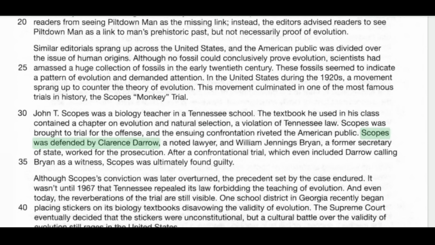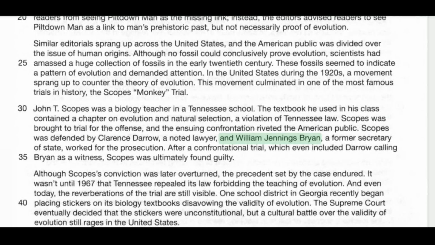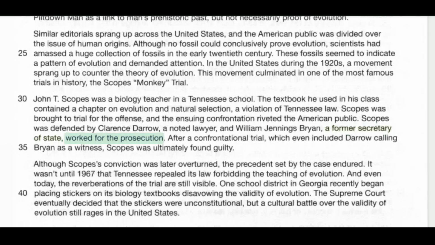Scopes was defended by Clarence Darrow, a noted lawyer, and William Jennings Bryan, a former Secretary of State, worked for the prosecution.